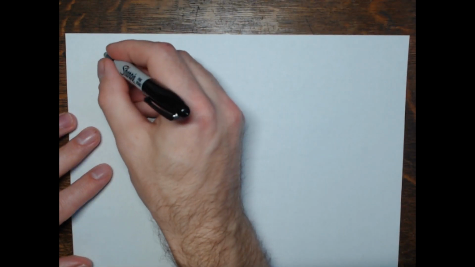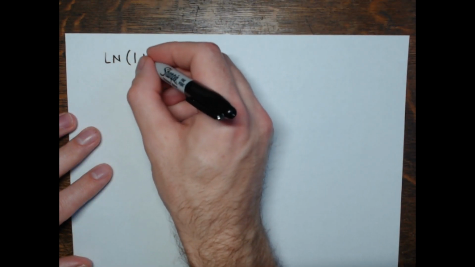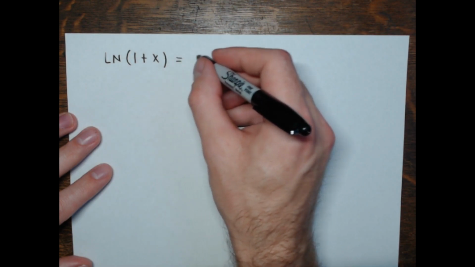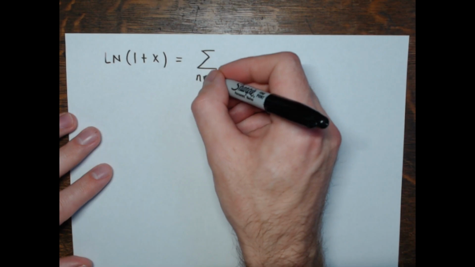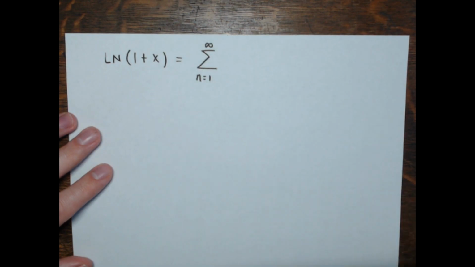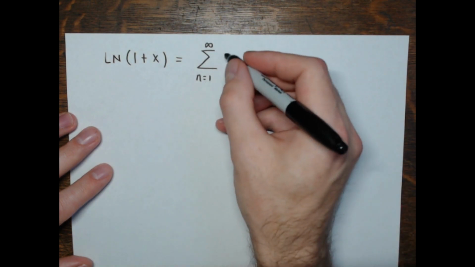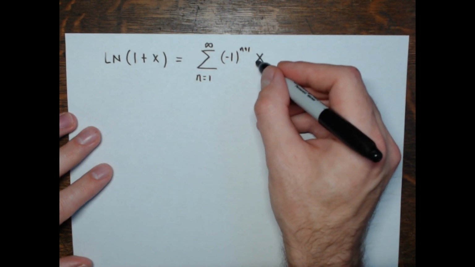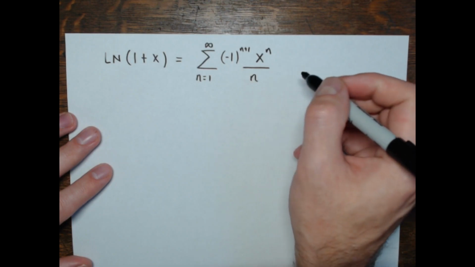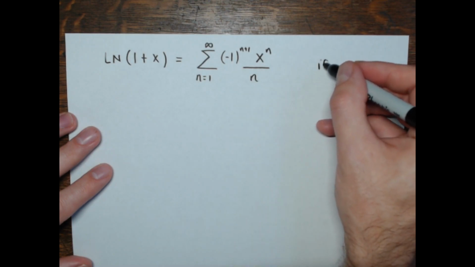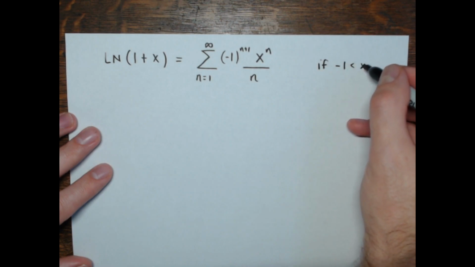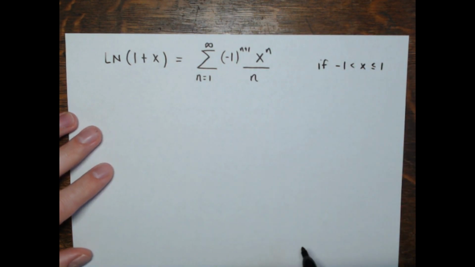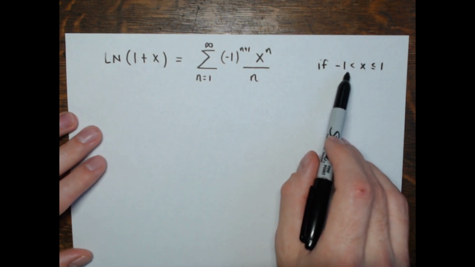Again, I'll write out the Maclaurin series for that common function. The natural log of 1 plus x can be written as the sum from n equals 1 to infinity of, and it was alternating, negative 1 to the n plus 1 power times x to the nth over n. No factorials. And this was only convergent for values of x between negative 1 and 1, including 1, but not including negative 1.